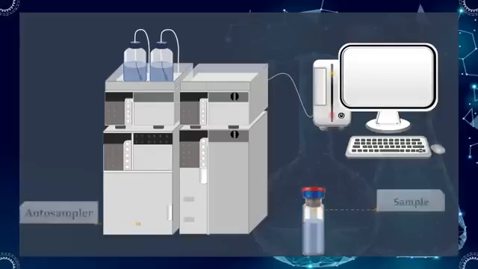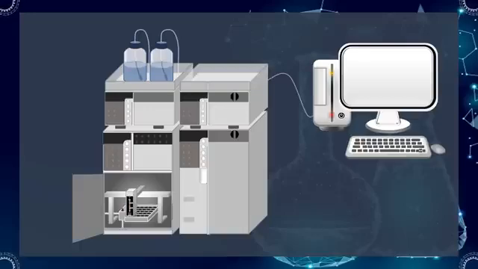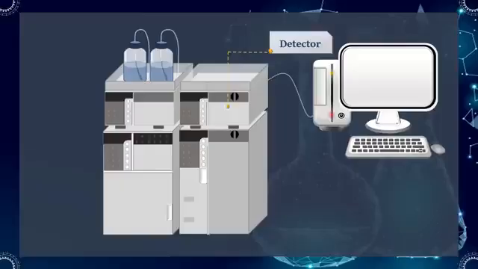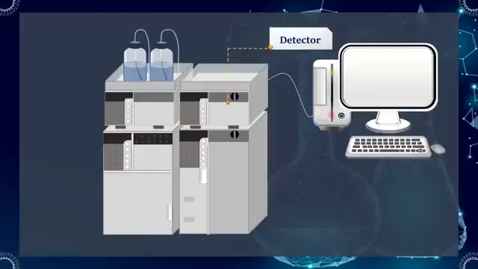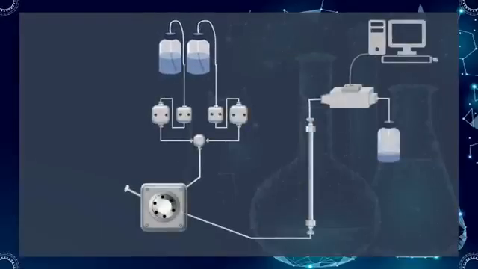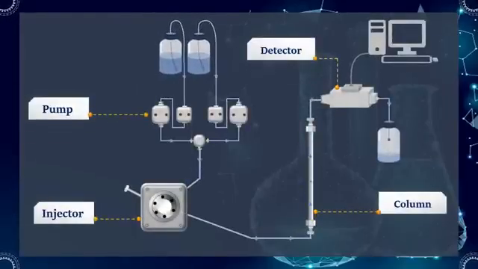The sample can be automatically injected into an HPLC system by the use of an HPLC autosampler, or can be manually introduced into the injector using a syringe. There is also a detector attached to the HPLC system, which measures the analytes after their separation in the column. The pump forces the mobile phase through the column, and then the detector, under high pressures.